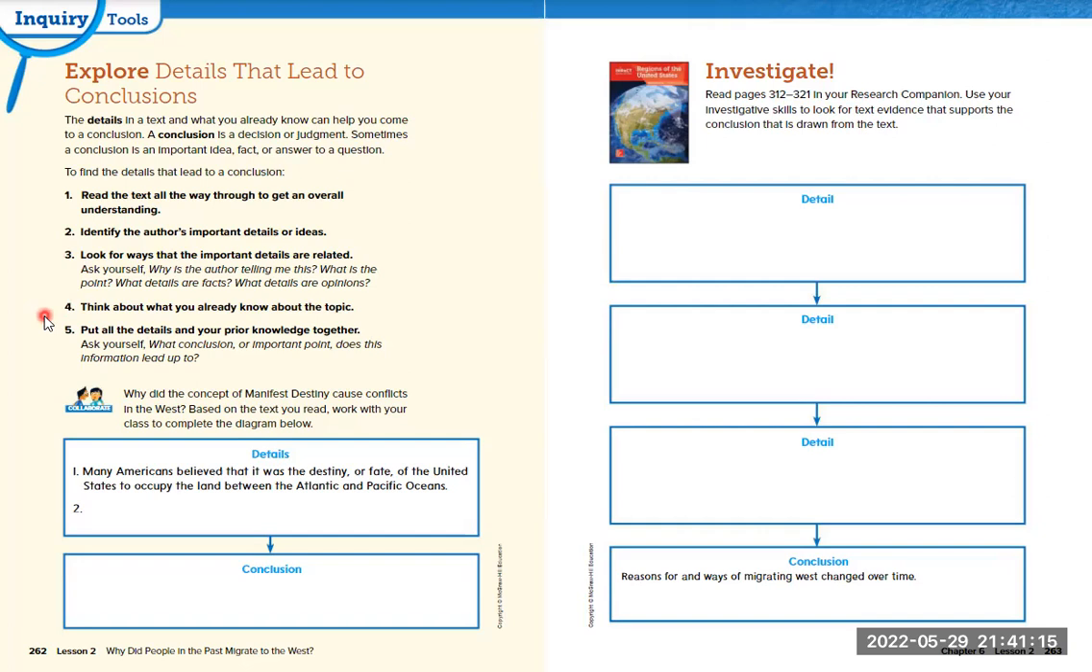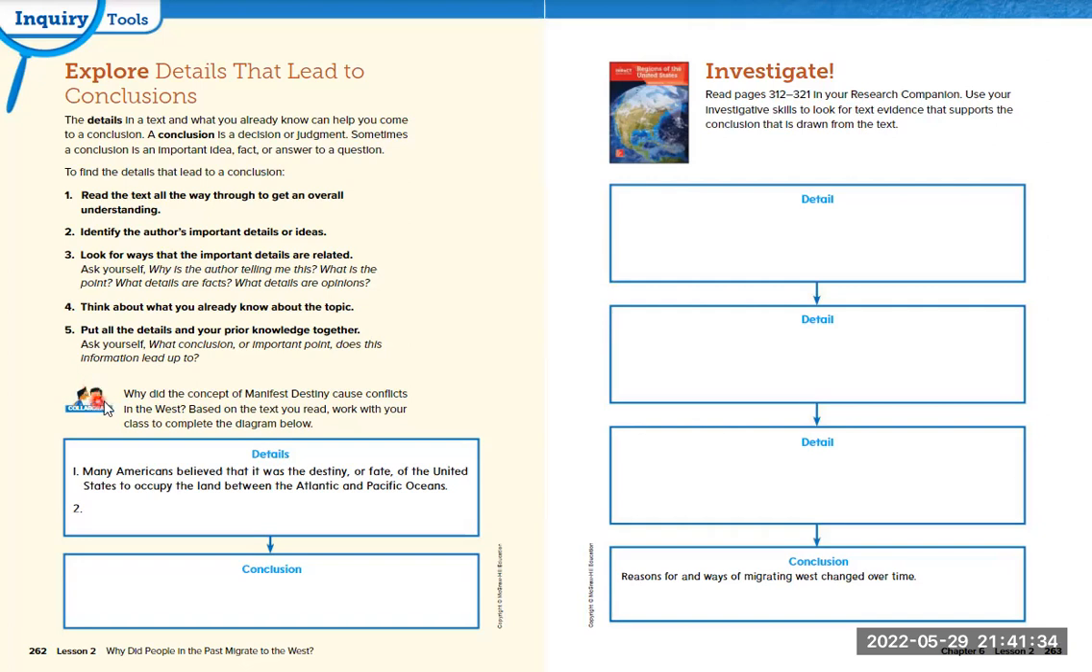The fourth thing would be, you have to think about what you already know about the topic. And the fifth one would be to put together all the details and information, plus what you already know, so prior knowledge. Ask yourself, what conclusion or important point does this information lead up to? What is it all trying to say?